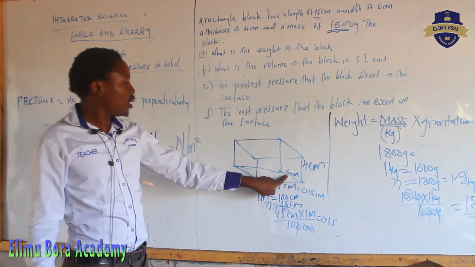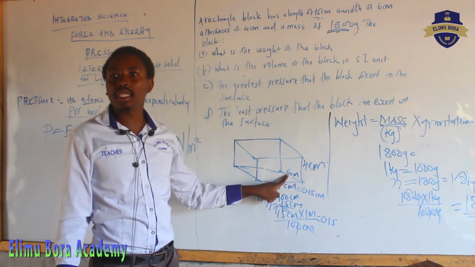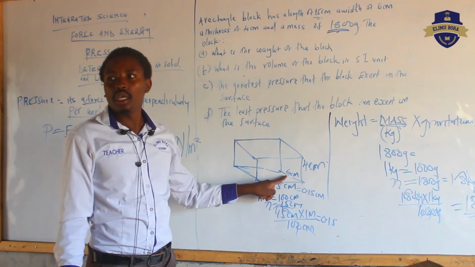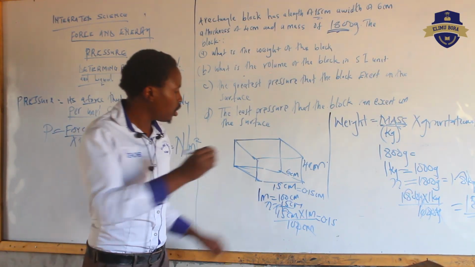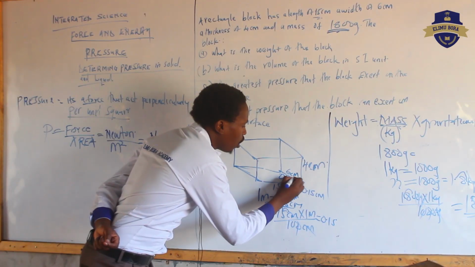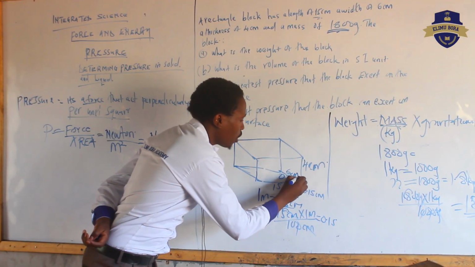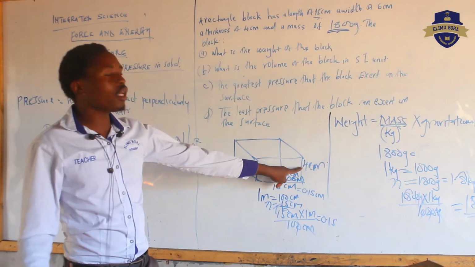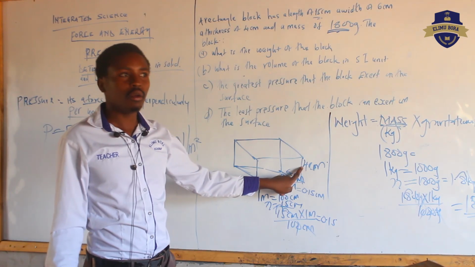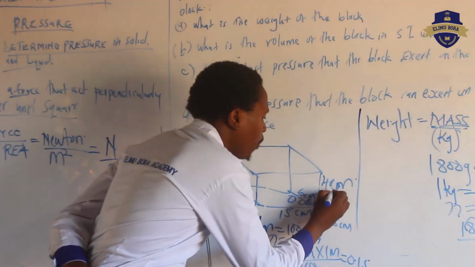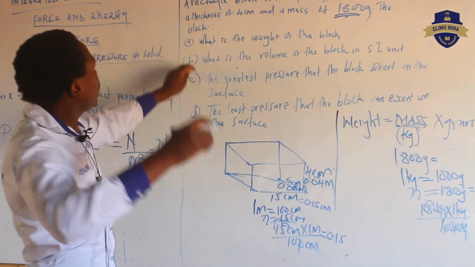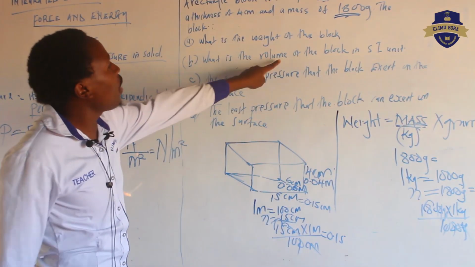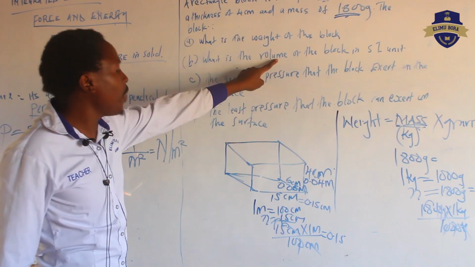Now 6 centimeters will be how much, class? 6 centimeters will be what? 0.06. Now 4 centimeters will be what? 0.04. These are meters. Remember, you are determining the what? We are determining the volume.